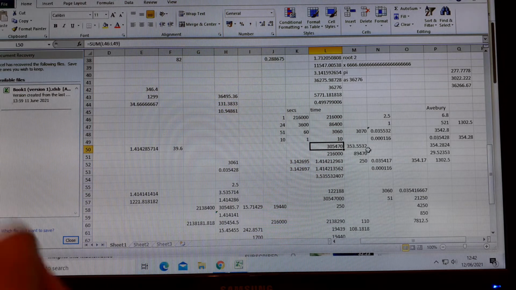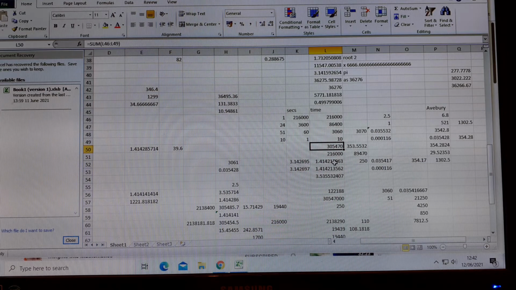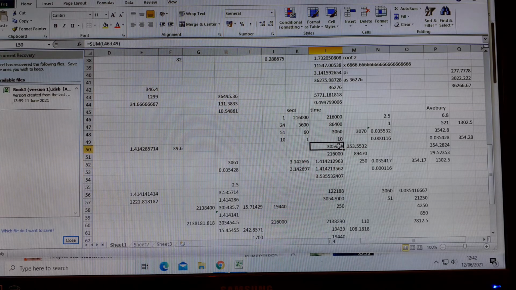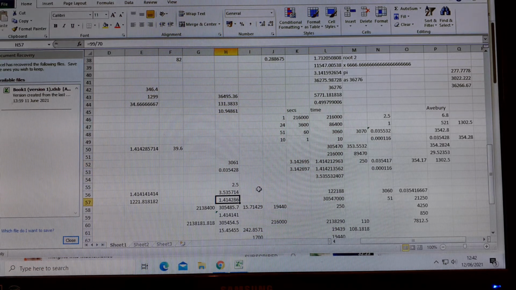And what I was looking at last night was, we know that this is their root 2. We know that that's it, because if that is 10, which I'm pretty sure it should be, we've got this 305470 divided by 216000. So that we know is their root 2. And we know the Egyptian root 2s are, one's this, 99/70. So to get that, this figure, if we're going to divide by 216000, has to be 305485.7.